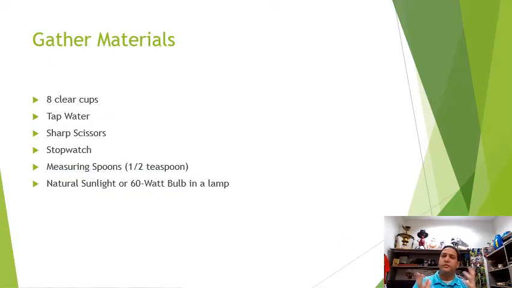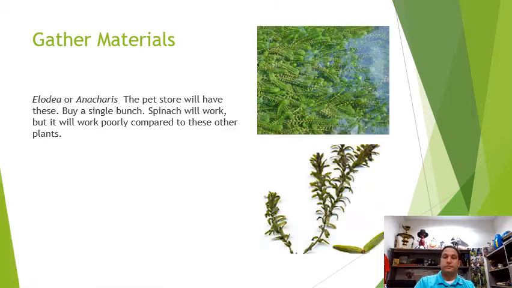So get all your materials together. You're going to need 8 clear cups, preferably plastic so that nothing breaks, tap water, some sharp scissors, a stopwatch, some measuring spoons. You're going to need natural sunlight or a 60-watt bulb, what's called a goose lamp. You'll also need an aquatic plant.